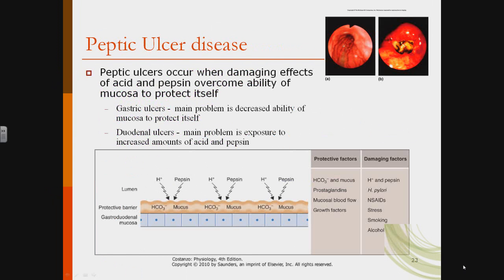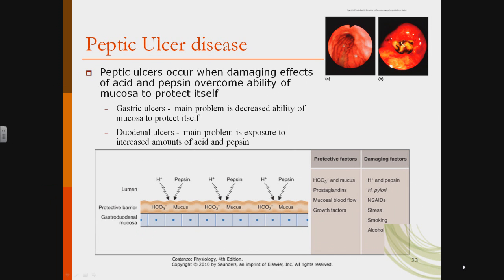Peptic ulcer disease. All of this acid secretion can be problematic. Again, we're seeing potentiation. We need a good way to protect the gastric and intestinal mucosa from all of these stressors. Hydrochloric acid and pepsin are quite corrosive. Peptic ulcers occur when damaging effects of acid and pepsin overcome the ability of our mucosa to protect itself. If you find gastric ulcers, the main problem is a decreased ability of the mucosa to protect itself. Whereas duodenal ulcers, the main problem is exposure to the increased amounts of acid and pepsin.